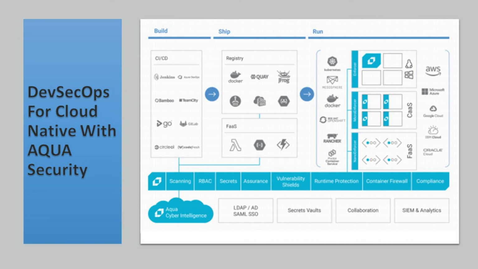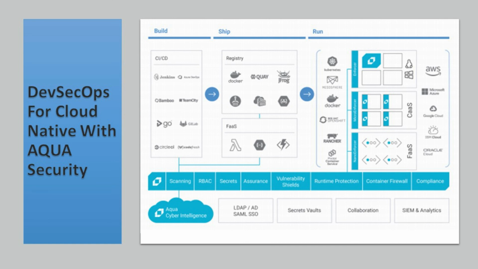First point is image and function scanning. Scans container images and serverless functions for embedded secrets, known vulnerabilities, malware, licensing issues, and configuration problems. Second one is continuous image assurance. Stop unapproved functions and images from being deployed in your environment. It prevents image sprawl and rogue deployments and preempts operational errors.